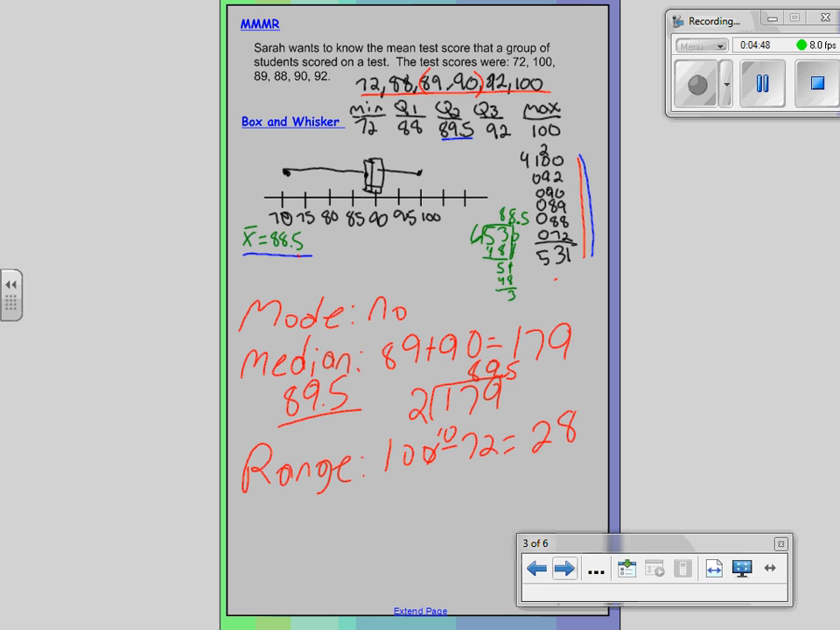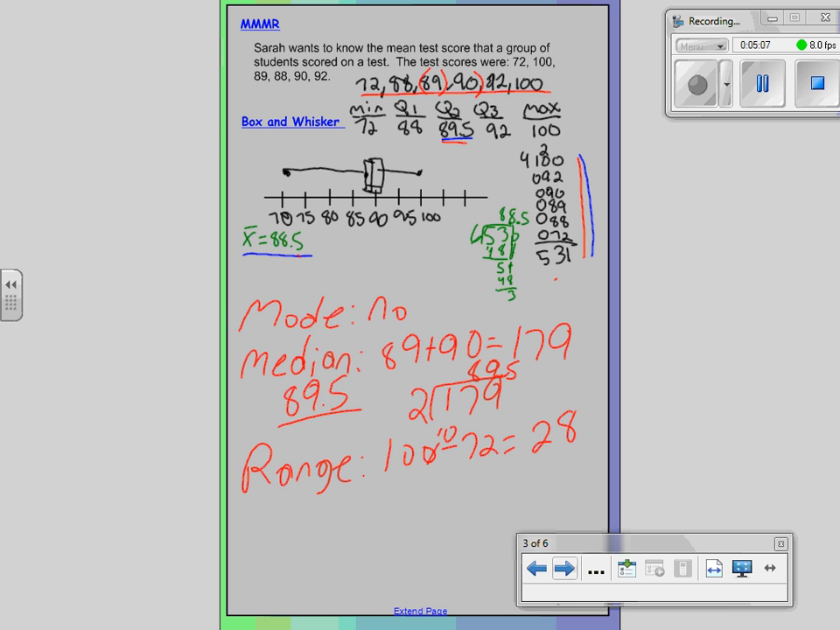Alright? So that is our MMR, stuff you need to know. Now, our box and whisker is what? We need some of this information we just found for our box and whisker. We need Q2, which is our median. Notice they're both 89.5.